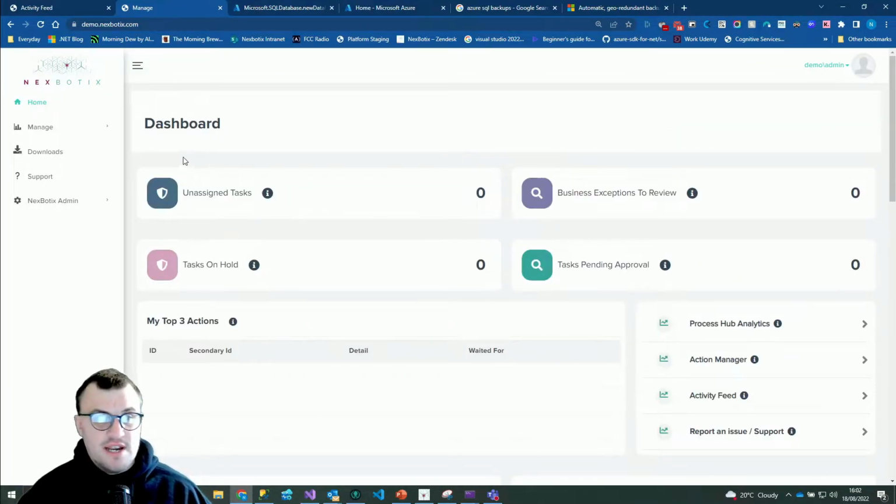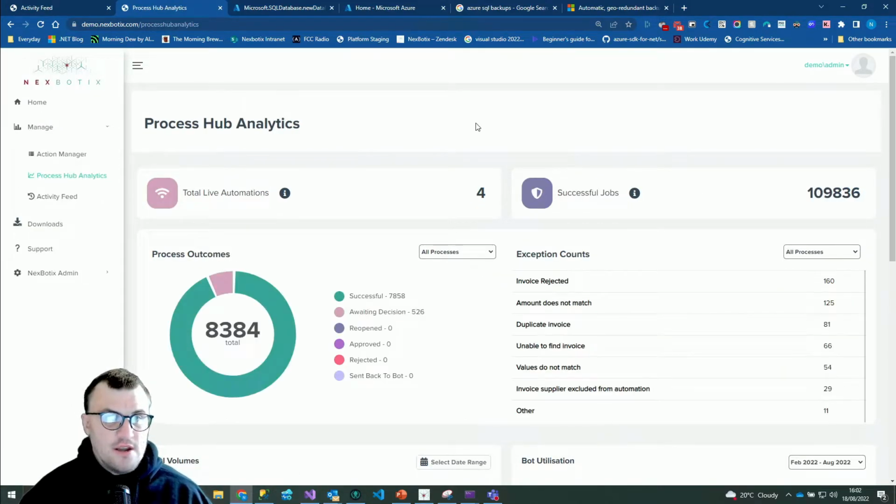Back within the manage section, we also have the Process Hub analytics. Process Hub analytics are a more in-depth view of the state of any given process. Here you can see that this customer has 4 automations or 4 processes. For each of those processes, they can see specific data.